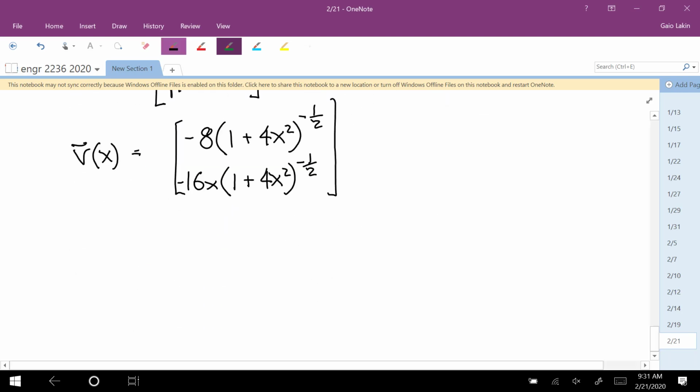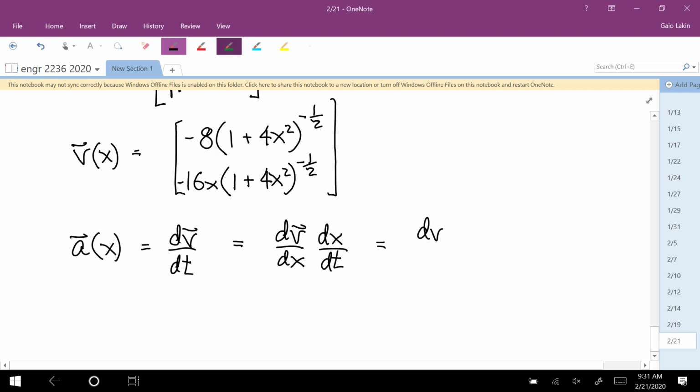And now the acceleration as a function of x. We know that it's equal to dv dt. That's the definition. That is never wrong. But we don't have it as a function of t, so we have to use the chain rule here. So this is dv dx times dx dt, and dx dt is our x component of that velocity.